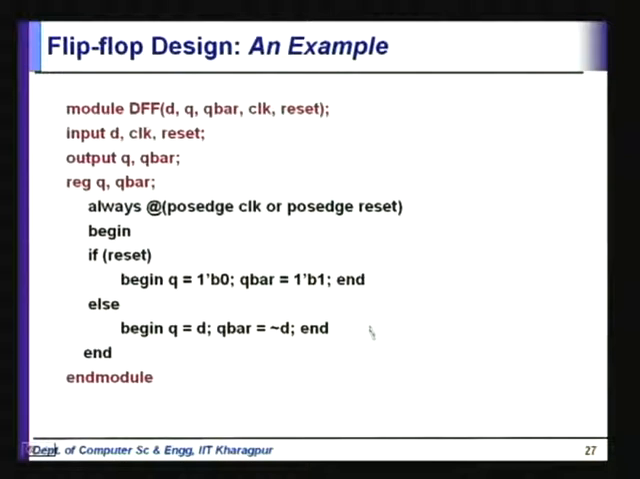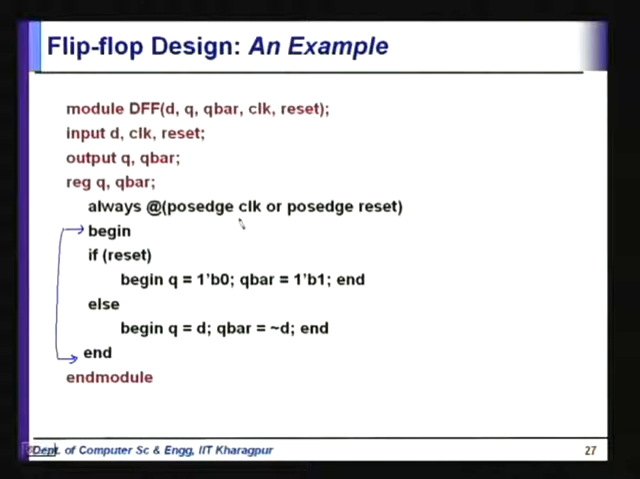Here is another example for designing a flip-flop. Flip-flop has an input D, it has the outputs Q and Q bar. Okay, this is a D flip-flop. So, it has two outputs Q and Q bar. You have a clock and you have a reset. So, in the always block, now see, in the always block we have this begin and end to indicate the beginning and end of the always block.